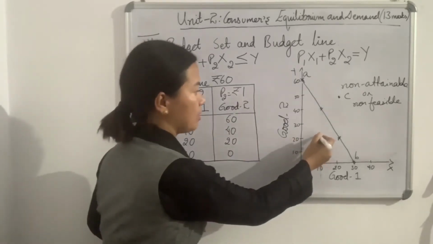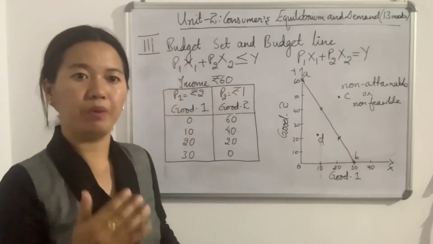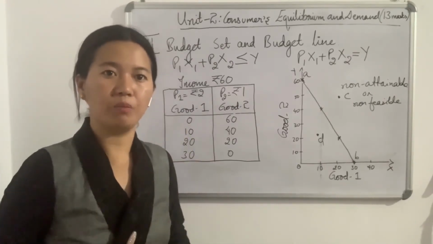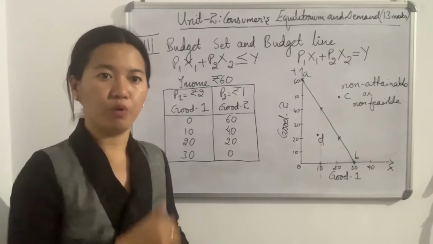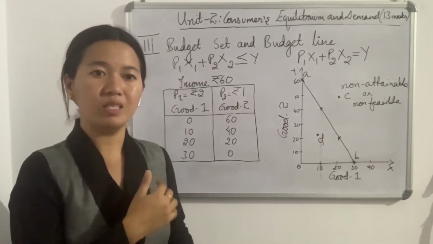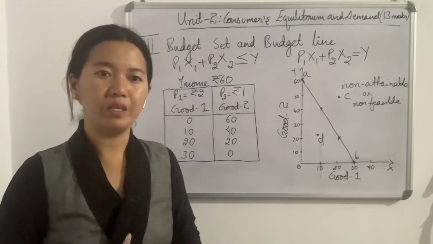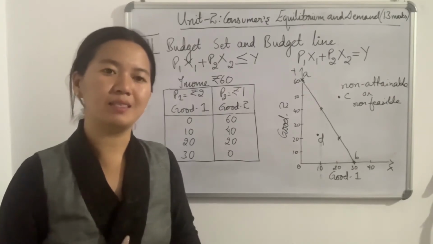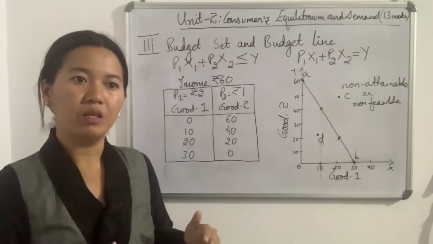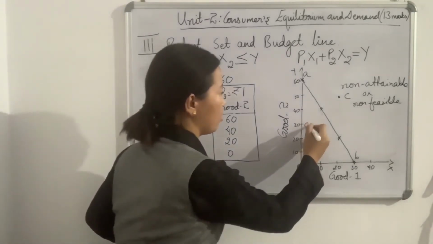And any point inside the budget line, let's say point D. Point D, which is inside the budget line, is a feasible or attainable combination because I can purchase it. But here in this point, I am using less of my income. That is, I'm not using my whole income. My actual expenditure is less than my income, so I'm keeping some money in my savings. So this is an attainable combination.